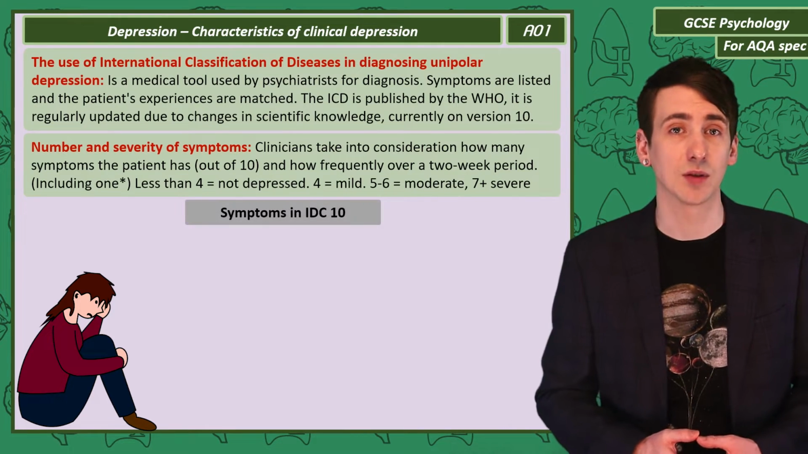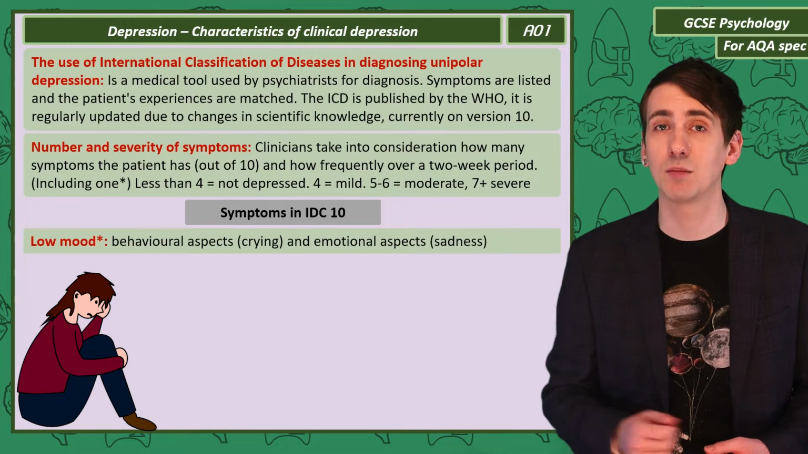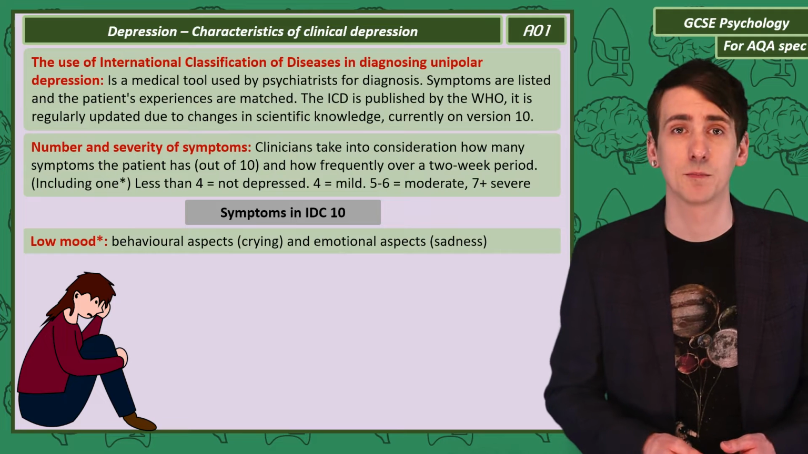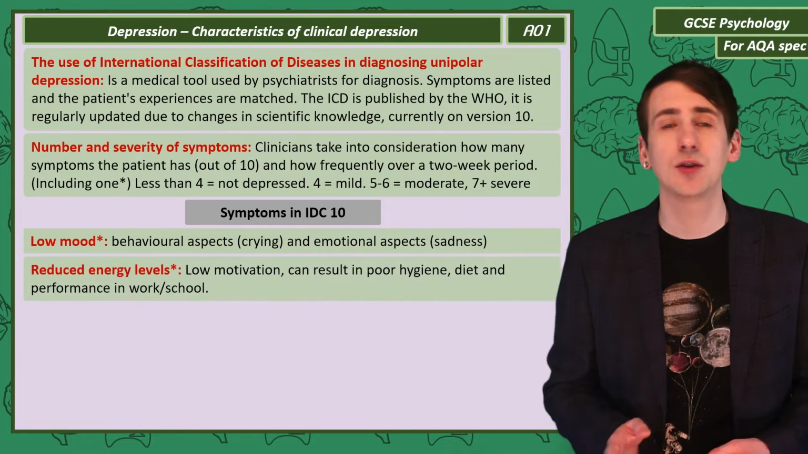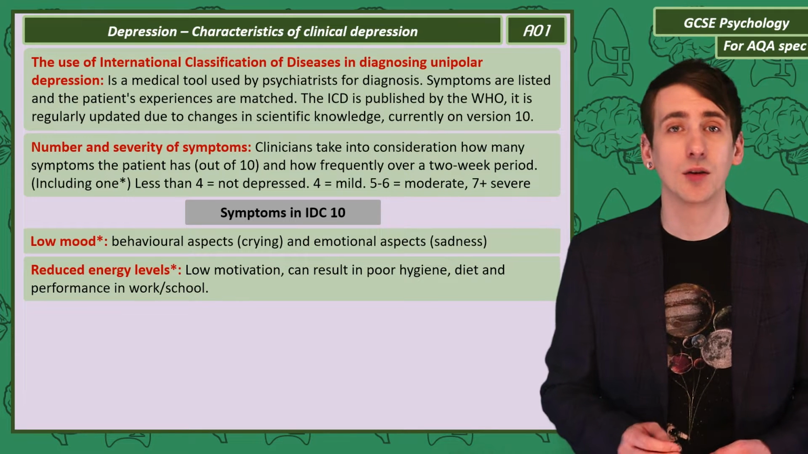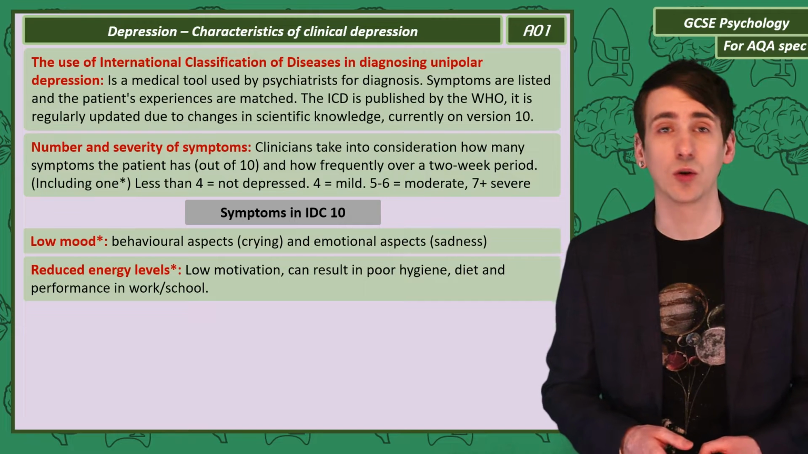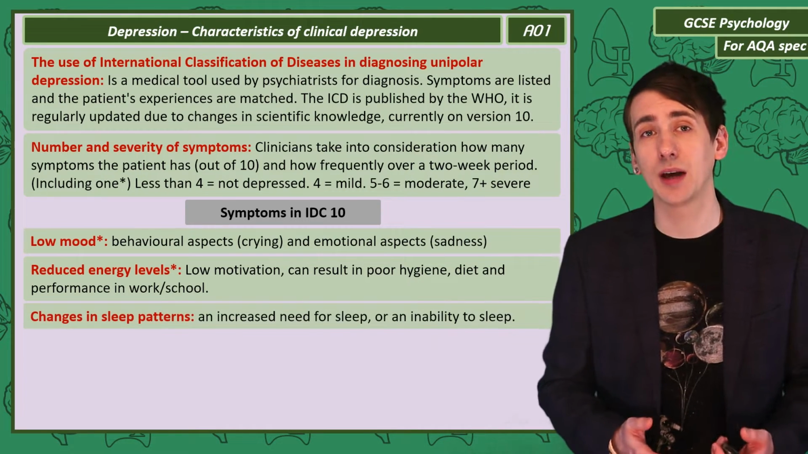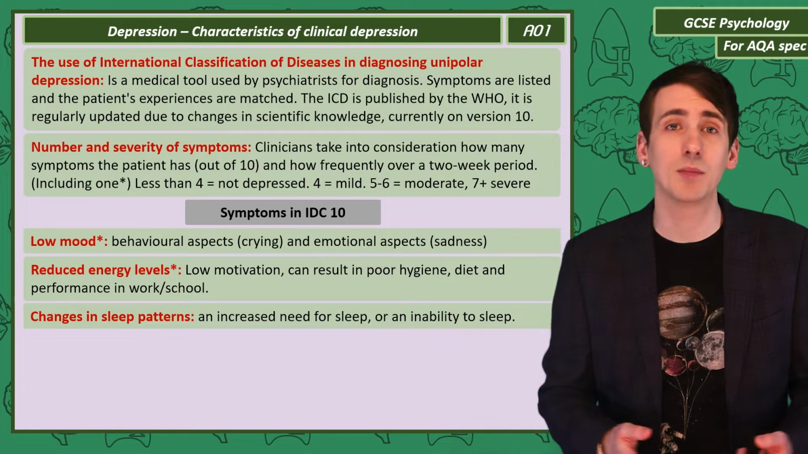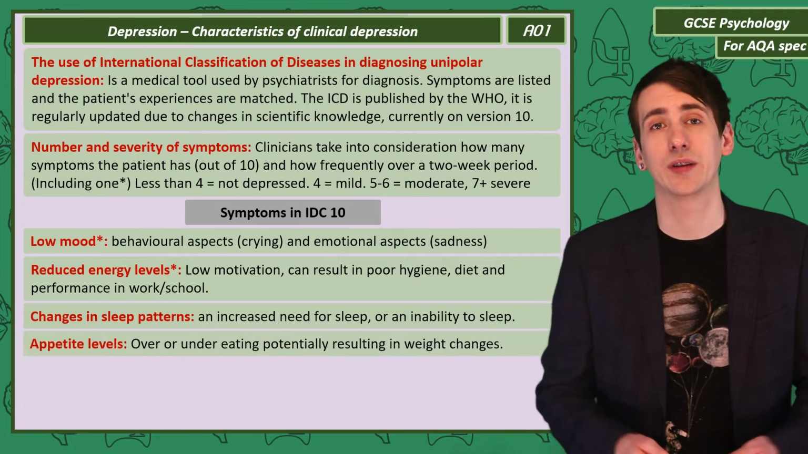So here are the symptoms. Low mood. And this is shown by behavioural aspects like crying and emotional aspects, so sadness. A reduction in energy levels. This is shown by low motivation, noticeable by poor hygiene, diet, or a drop in performance in school or work. A change in sleep patterns, and this could be an increased need for sleep or an inability to sleep. Change in appetite level, so over or under eating.